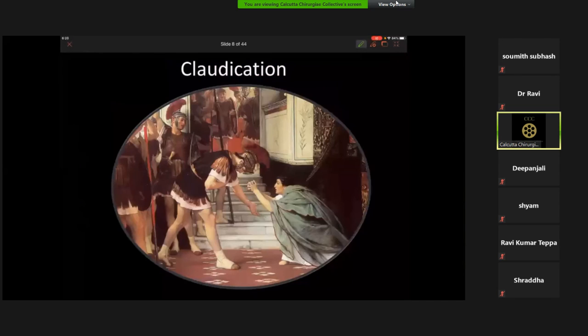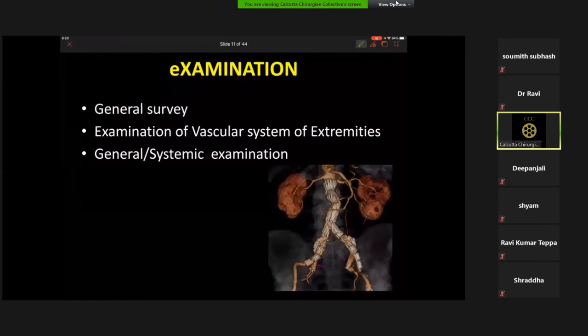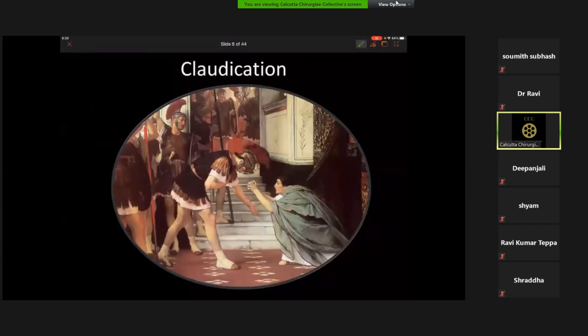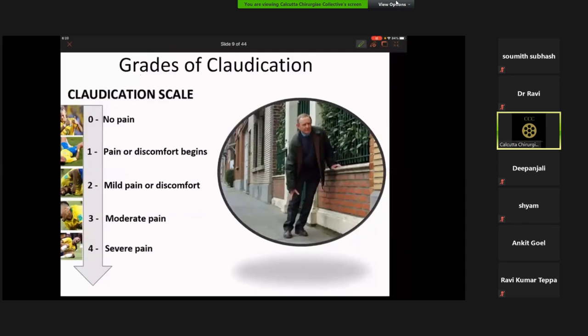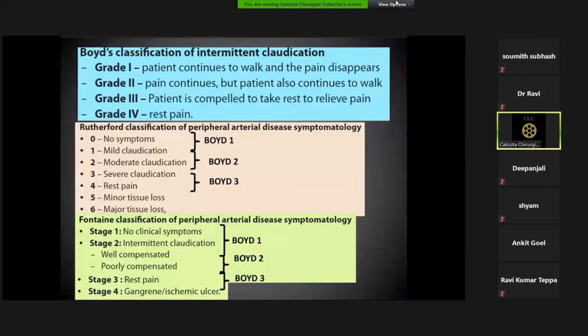Now, when I talk about claudication, the word comes from the Roman Emperor Claudius. He was known to have a limp, and probably that saved his life. Claudication is a story that starts with a block in the artery. So let us talk about the claudication scale. What I find important is that in your exams, examiners will ask you about Boyd's classification of claudication. In Boyd's classification of intermittent claudication, in Boyd 1, the pain disappears and the patient continues to walk.